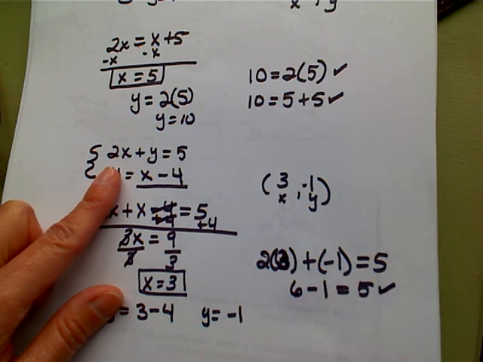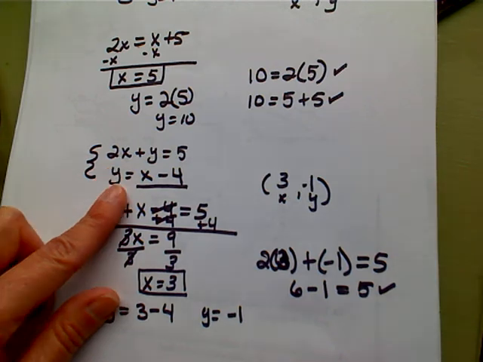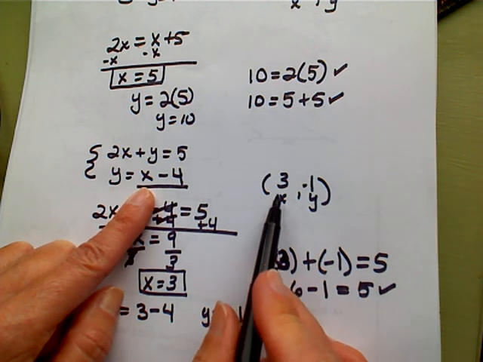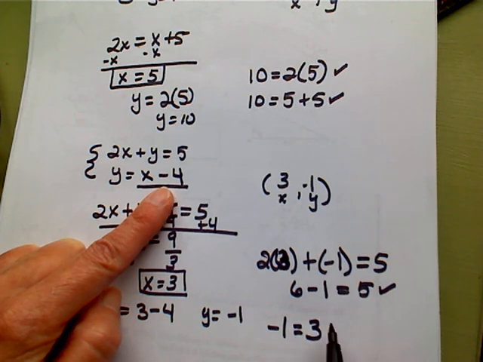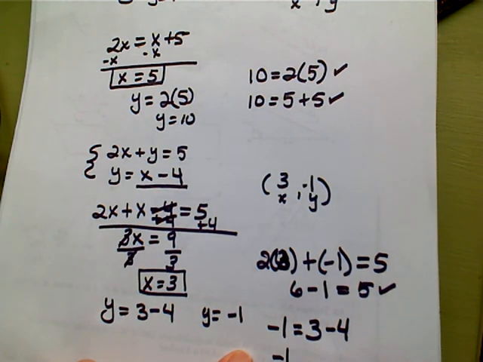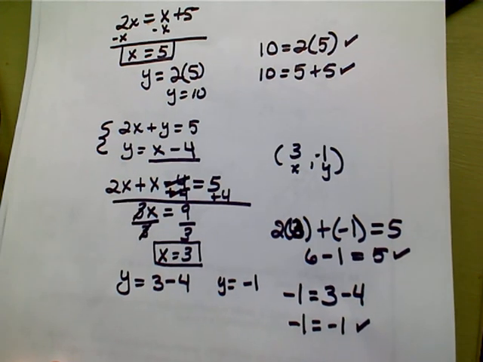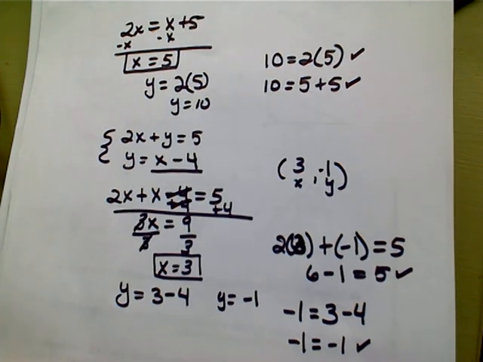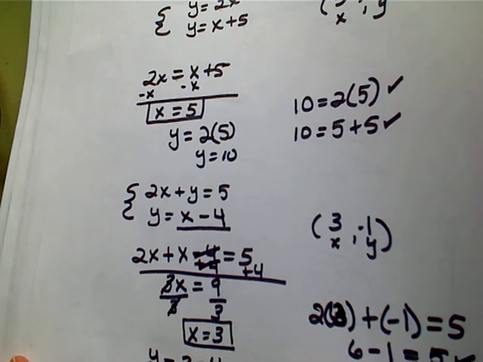So there it is. My second equation I'm going to check is y, which is negative 1, equals x, which is 3, minus 4. So I need to finish out that equation. So is negative 1 equivalent to 3 minus 4? Yes, it is. They're both negative 1. So therefore I know that I did it correctly. Negative 1 equals negative 1. Okay? Let's look at another example.